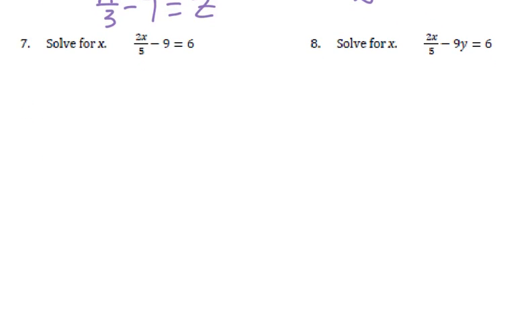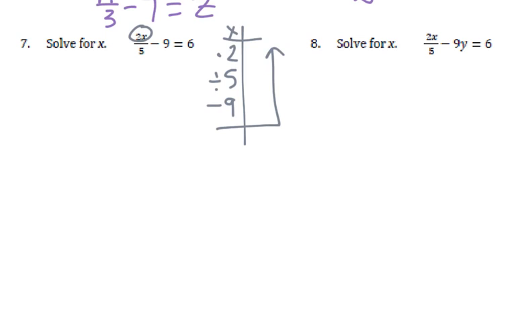Okay, looking at 7, solving for x. So what's happening to x here? Well, first, because it's above the fraction, the 2, we would times by 2. Then once we knew that, we would divide by 5, then subtract 9. We're working in opposite order, so we add 9 to both sides first.